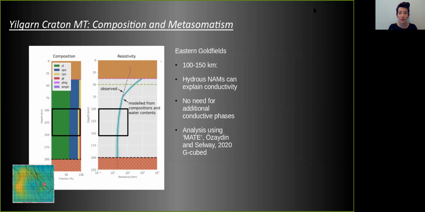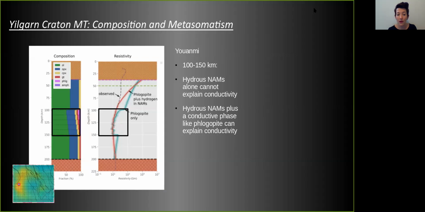So with this software, we can input a geotherm and an expected composition. Here I just have a very standard lithospheric mantle composition, olivine, pyroxenes, these nominally anhydrous minerals that we would expect to be in quite normal Archean lithospheric mantle. And with that, we can just add a little bit of hydrogen into those nominally anhydrous minerals, which increases their conductivity. And just with that, this is enough to explain the conductivity of the Eastern Goldfields lithospheric mantle. There's no need for any additional conductive phases.